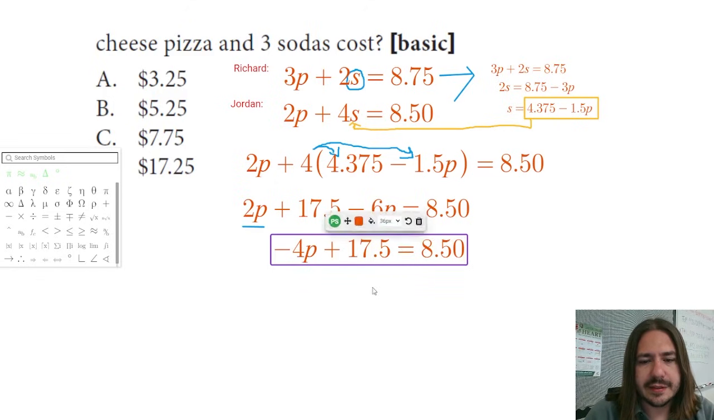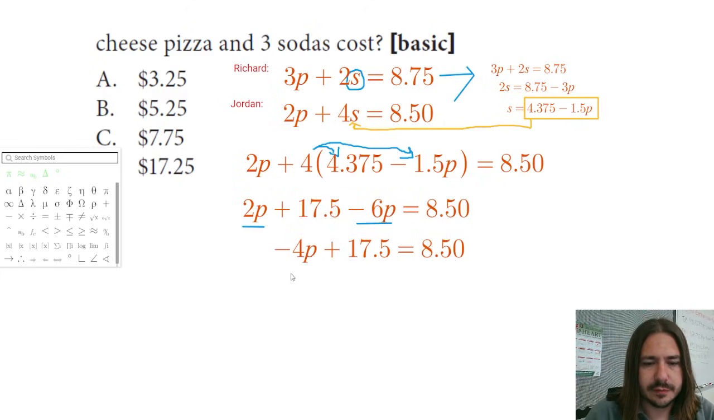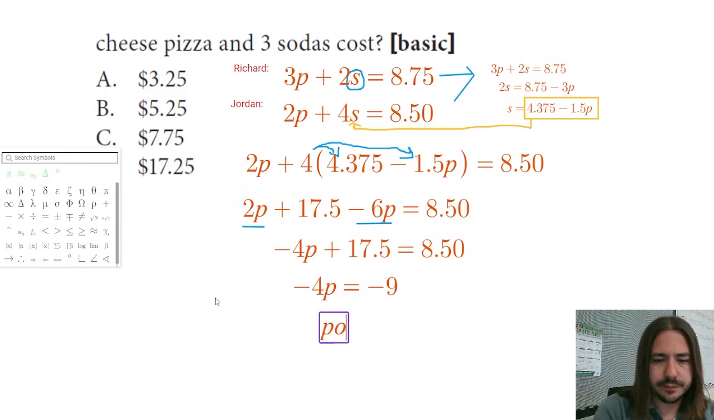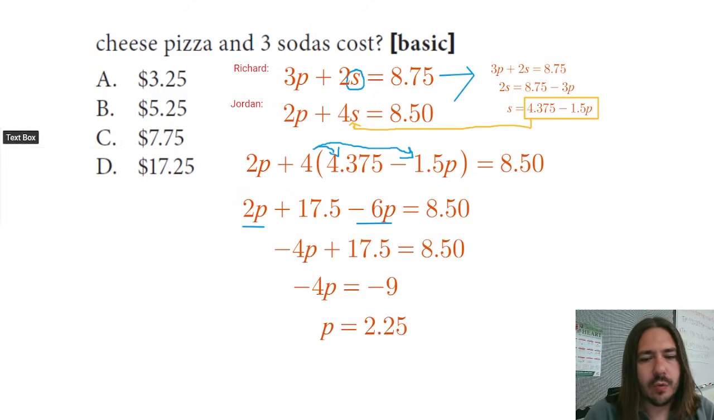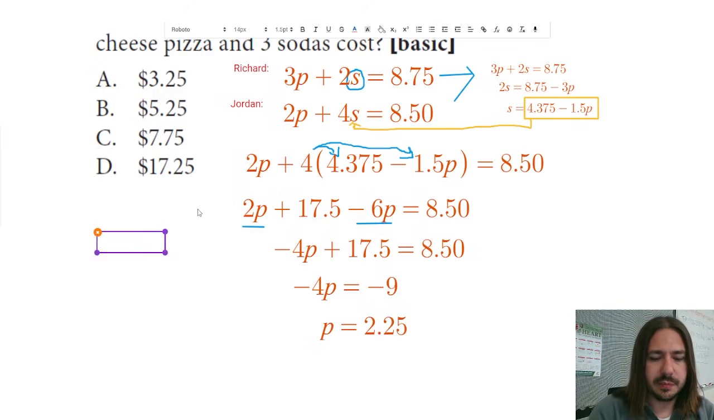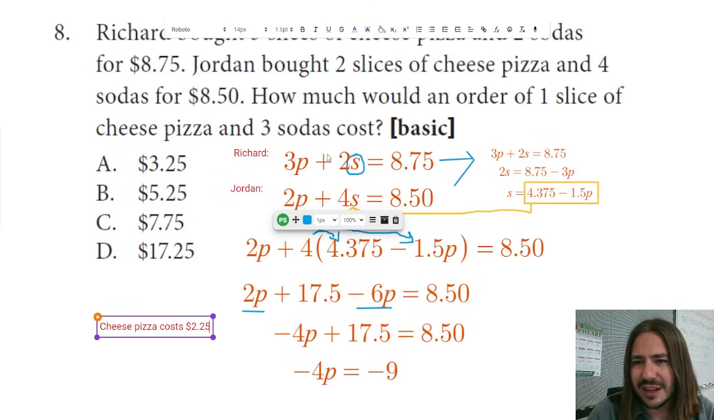Then we're going to subtract 17.5 from both sides. That's going to be negative 4p equals, and I'm going to check this in the calculator, 8.5 minus 17.5, negative 9. And then dividing that by negative 4 is going to give me $2.25. So now we at least know part of our answer here. We know that the cheese pizza costs $2.25 per slice.